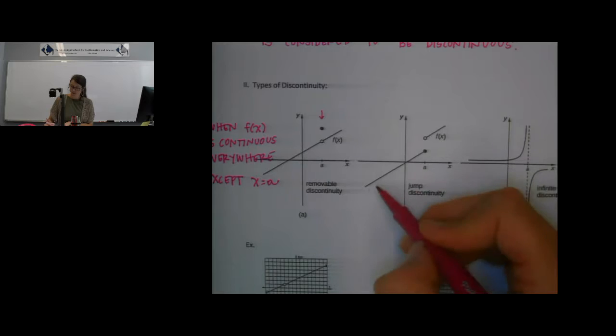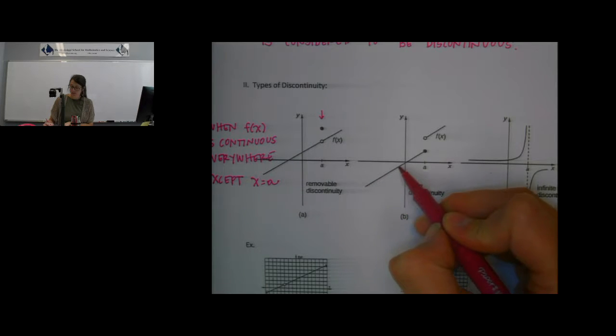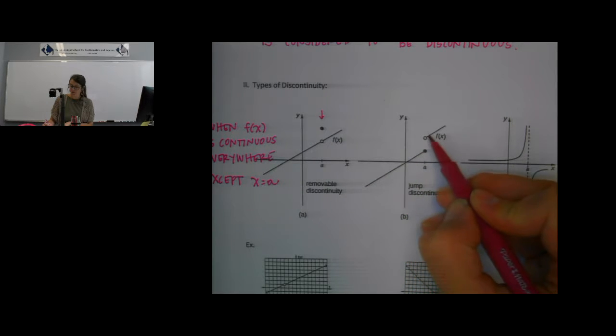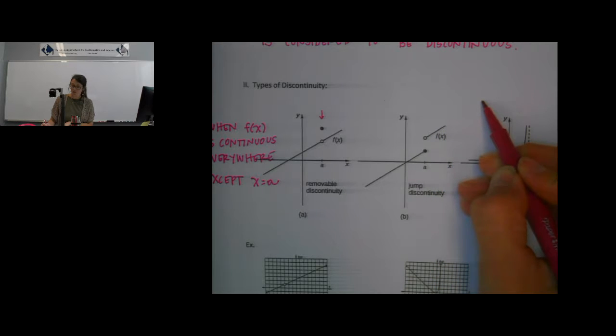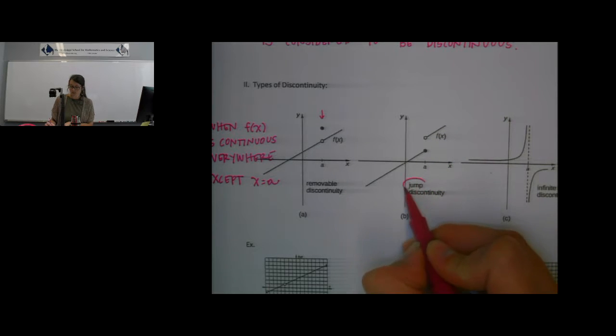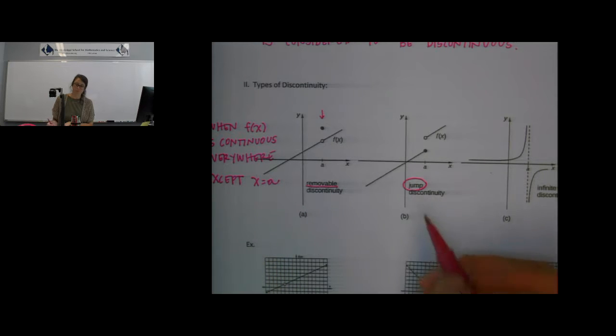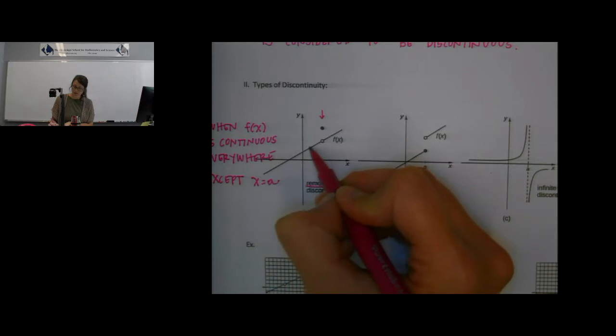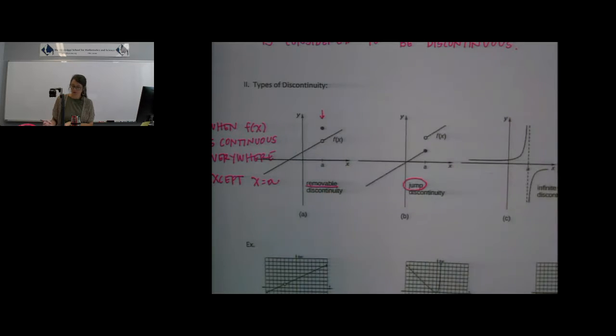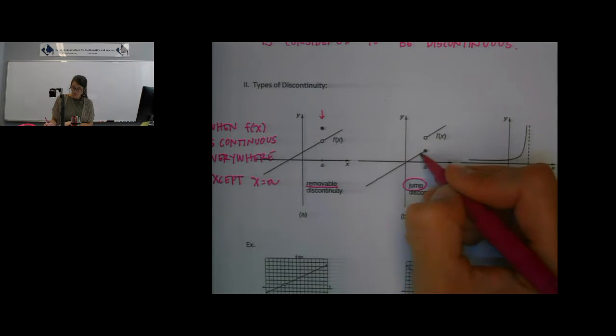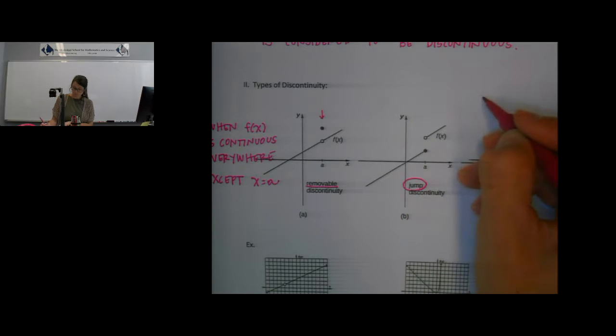Jump discontinuity, if you see this, we continue. Oh, we're about to jump. And we're going to continue on the graph. So this one is a jump in the graph. This one is removable because I'm not jumping anywhere because I continue to go along this way. So jump is when f of x jumps from one point to another point.